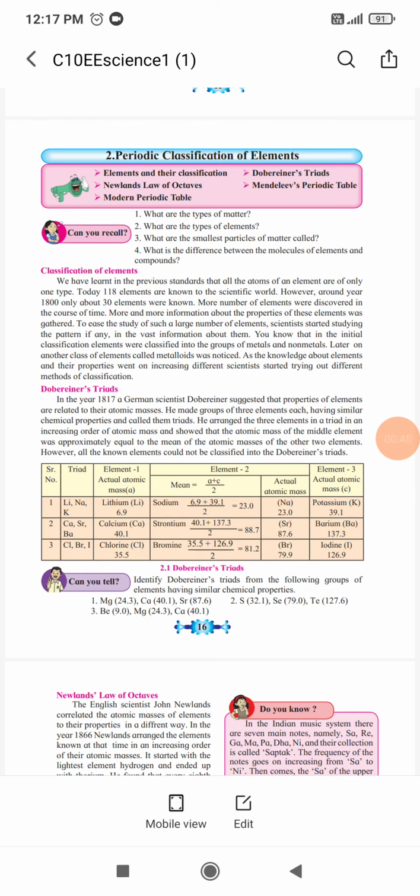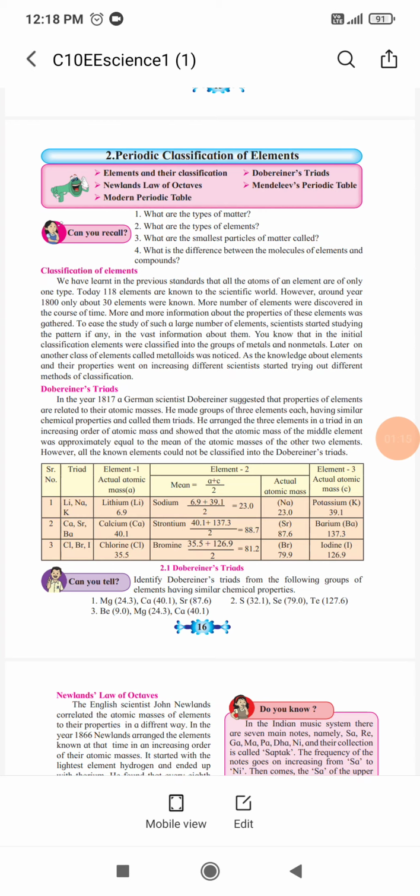And what is the difference between a molecule of an element and a compound? They are different things. In a compound, two elements combine, and in an element, a single element is there. At present, there are 118 elements, and day by day, elements are being discovered. We can say a few of the elements are natural and a few are man-made elements. So we will discuss from the 1800s.